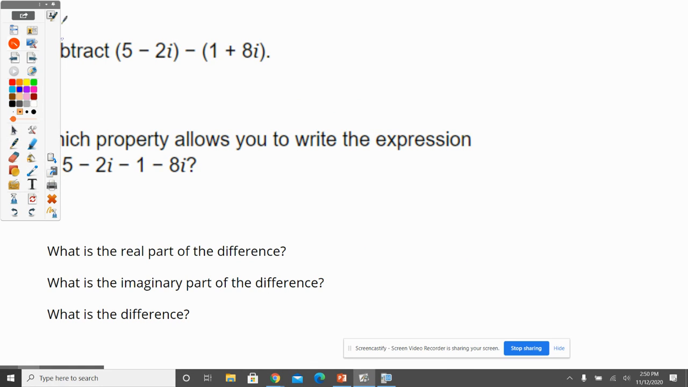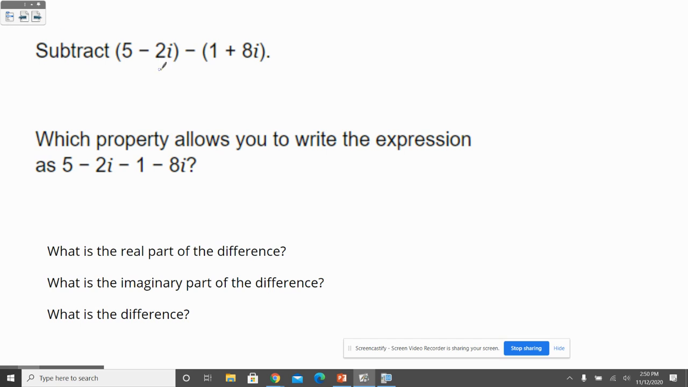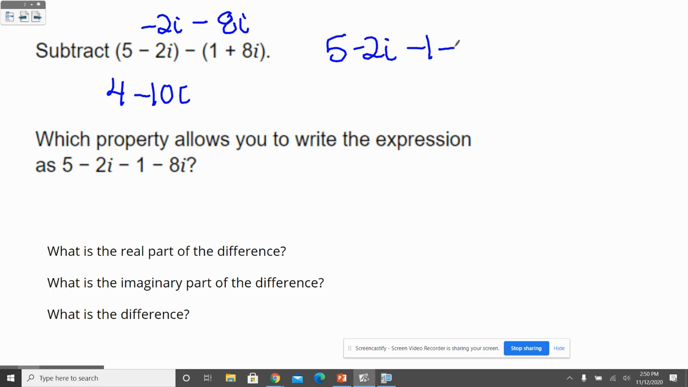And let's try this one. 5 minus 2i minus 1 plus 8i. So subtract 5 minus 1, that would be 4. Negative 2i minus 8i will be negative 10i. You also could rewrite it. 5 minus 2i, you can write a minus 1 and a minus 8i and combine it from there.